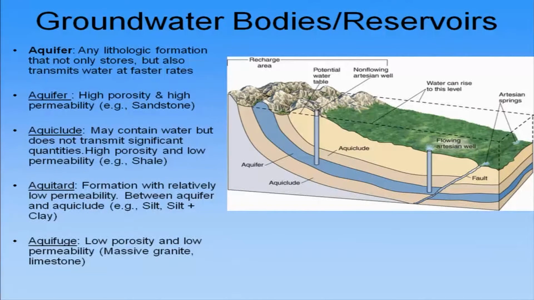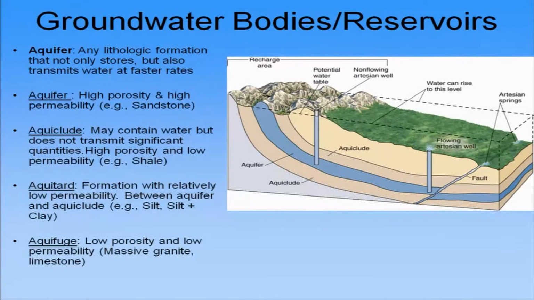Then comes aquifuge. Aquifuge is again mostly seen in rocks. For example, massive granite with some fractures, and limestone, which will have low porosity and low permeability. This type of groundwater body is classified as aquifuge.